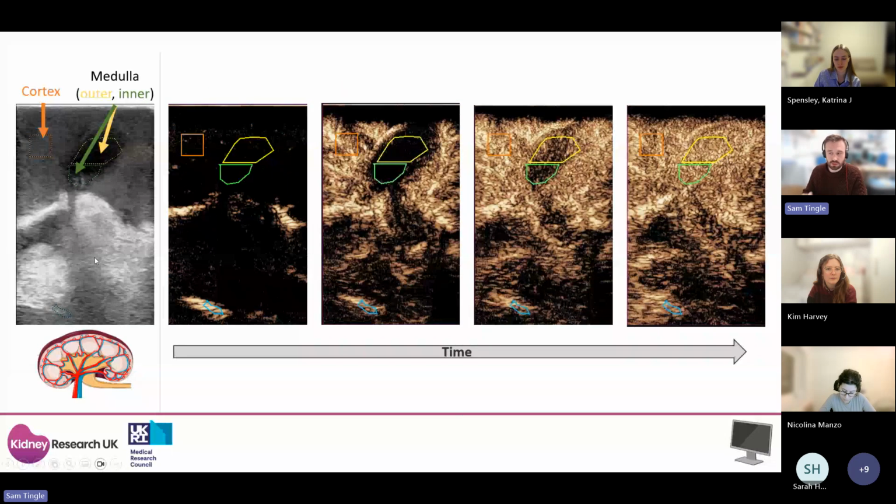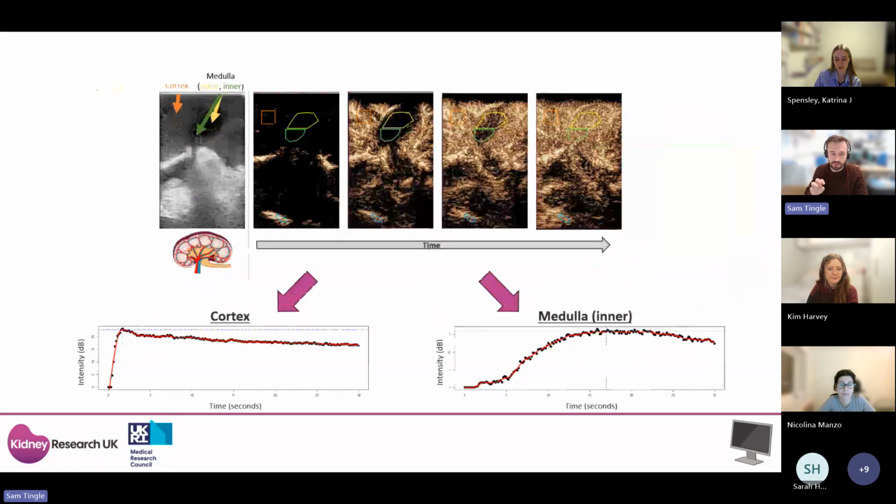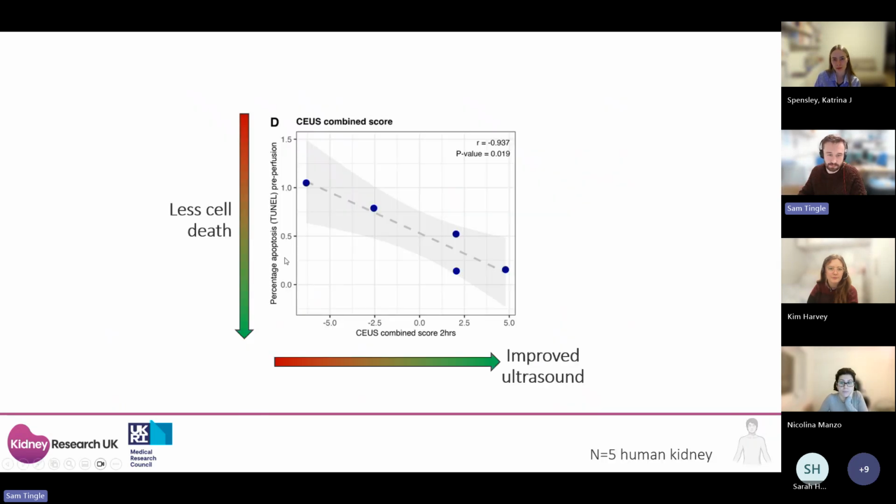What we can then do is look at each of the individual frames of that video as a separate picture. We can draw around regions of interest, the areas that we're interested in, such as the cortex and medulla, and then we can extract information from that video. And here, each black dot on these plots is the information from one single image within that video. And then we can analyze all of this data together, and we can come up with metrics which tell us about how well perfused, how good the blood flow is to that area of kidney.